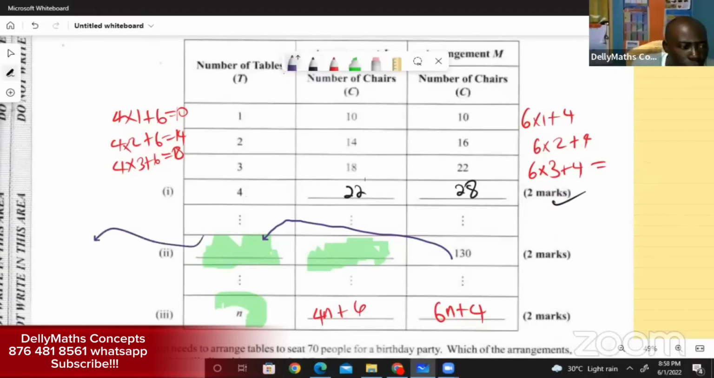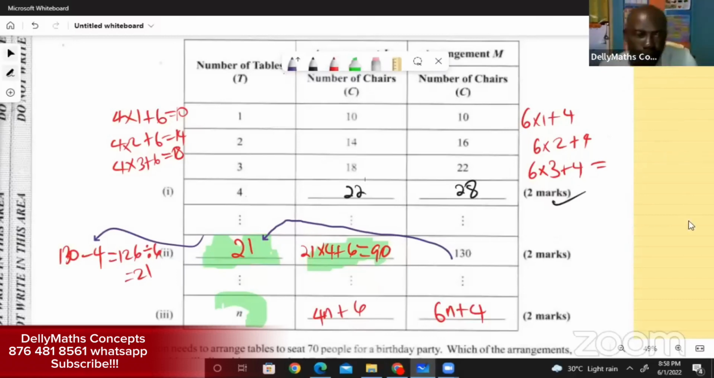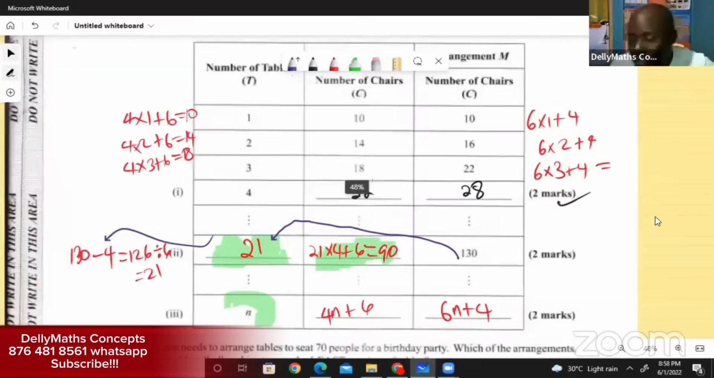So the 130, I'm going to subtract 4 from it first. So 130 minus 4 gives me 126. Then I divide it by 6, and it gives me 21. That means this spot is 21. Now, if I know that spot is 21, to come here, it's 21 times 4, and then I add 6. And I get 90 for that spot. So there it is. We easily worked those. So you have to be thinking, the questions are like this every single time.